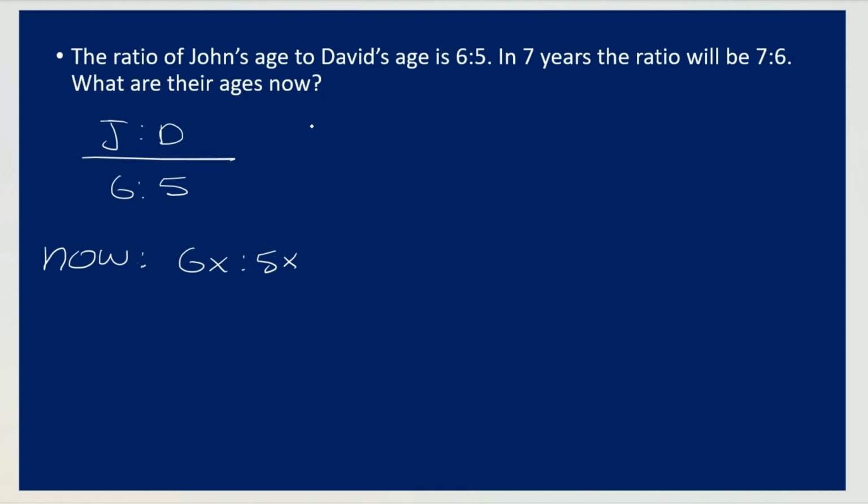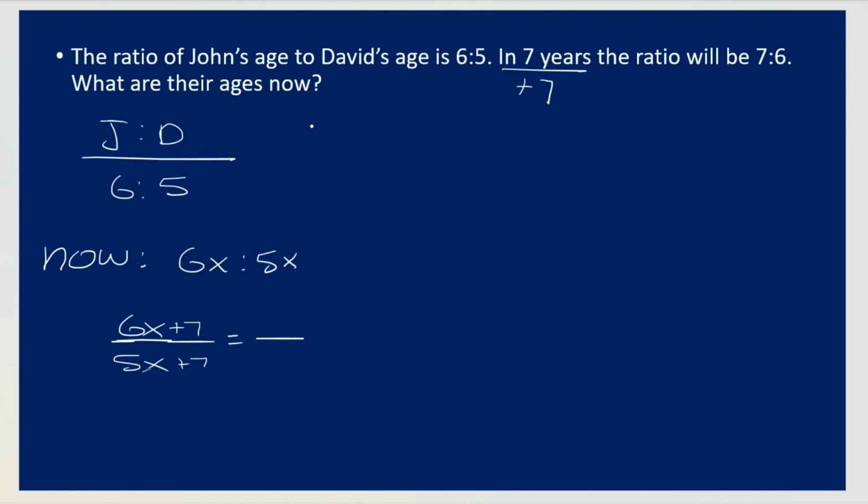And then in 7 years, the ratio will be 7 to 6. So first we can write 6x over 5x as well. And then now, this is their present age, right? So 6x is for John, 5x is for David. Now it says in 7 years, so in 7 years means we're just going to add 7 more years. So in 7 years, that's a clue word. We can say plus 7. So that's what we get now.